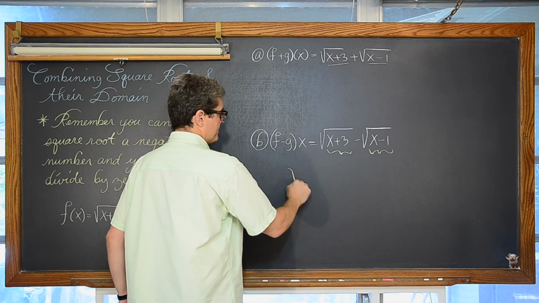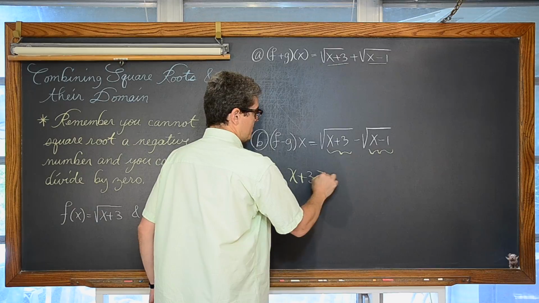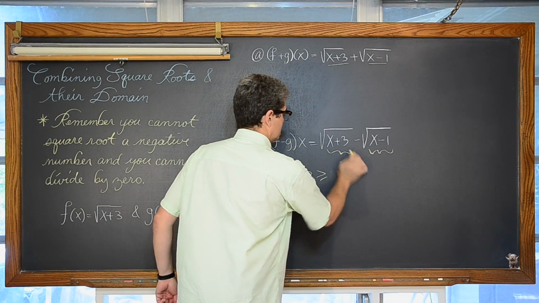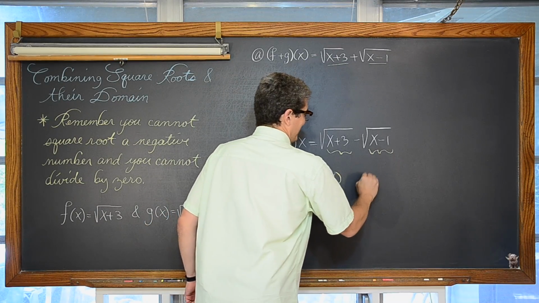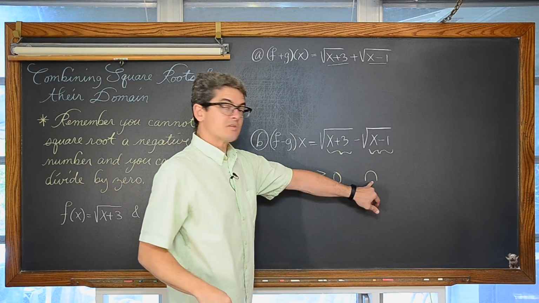So we have both x plus 3 has to be greater than or equal to 0, as I write 3, and that's an interval notation for and.